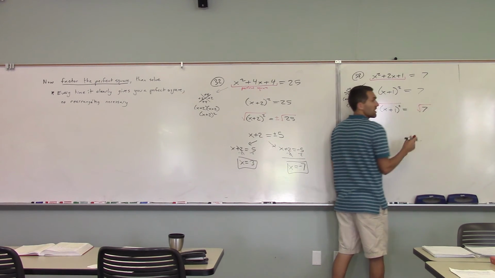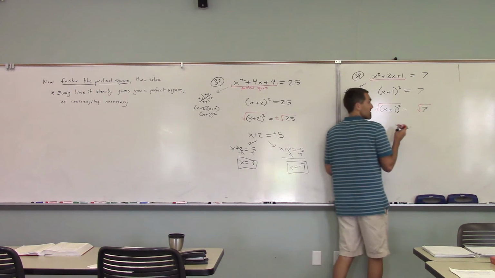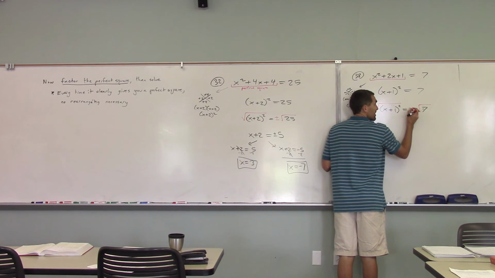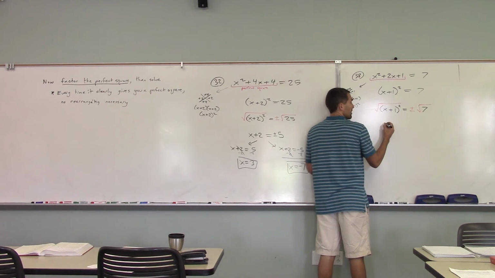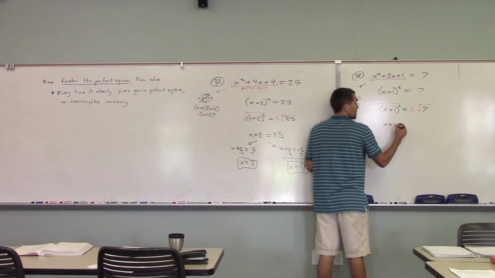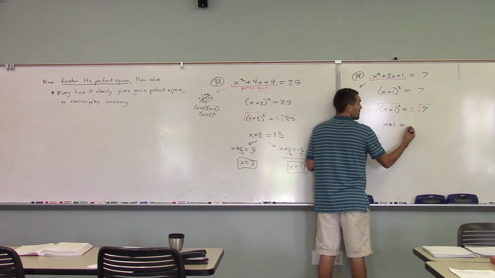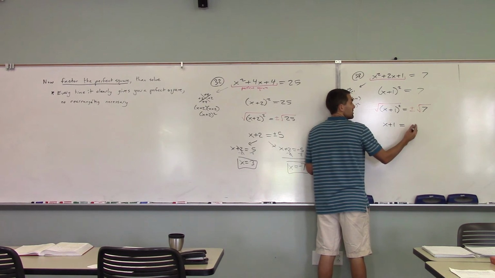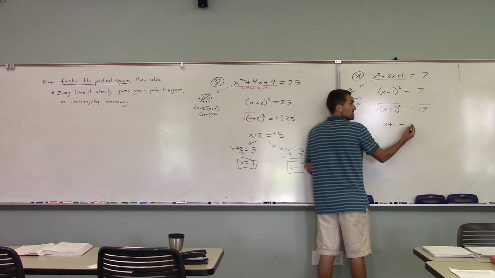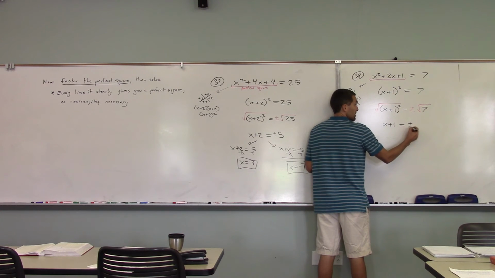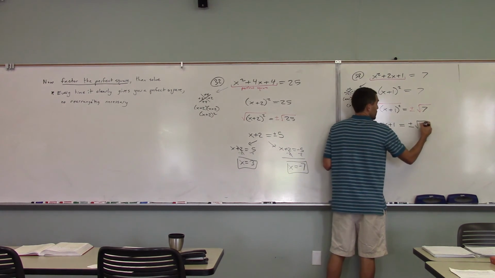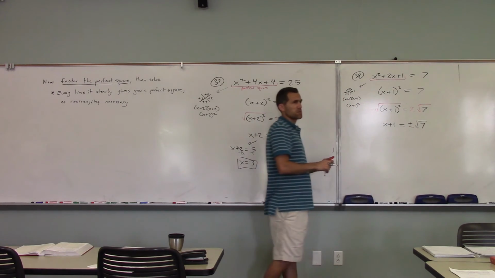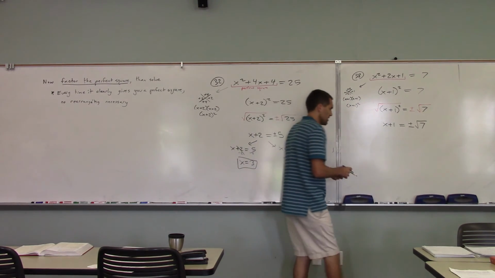Okay, so square root both sides and? Plus or minus. So what do we get? X plus 1 equals plus or minus square root 7. Square root of 7. That's not a perfect square root, so we just leave it as is, and then?